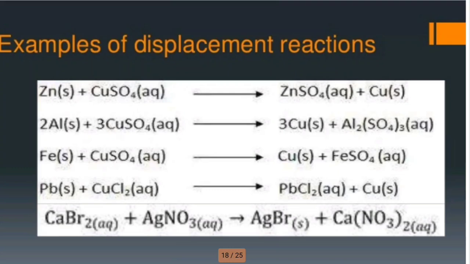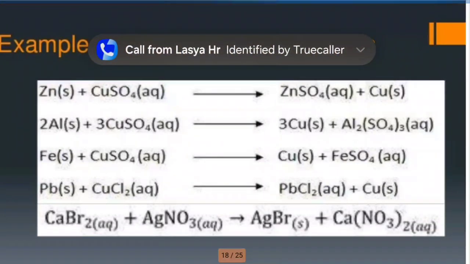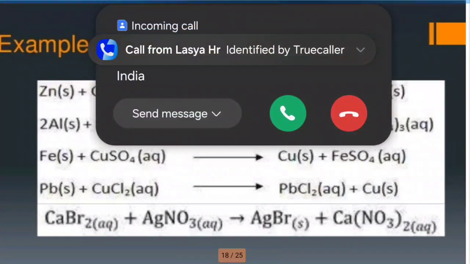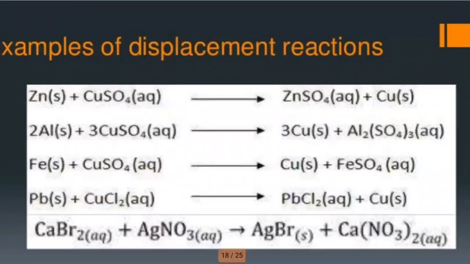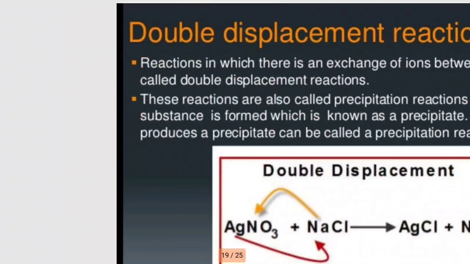We can use this series, you can remember. Okay, all the metals higher up in the series displace the metals below. So remember your series. Here lead also displaces copper. Okay, so all the metals higher in our reactivity series displace the metals below them. Okay, you can remember this.